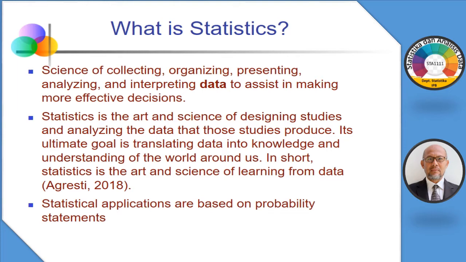Here are two definitions of statistics. The first one is: statistics is the science of collecting, organizing, presenting, analyzing, and interpreting data to assist in making more effective decisions. Is it clear? Please read again. Science of collecting, organizing, presenting, analyzing, and interpreting data to assist in making more effective decisions.